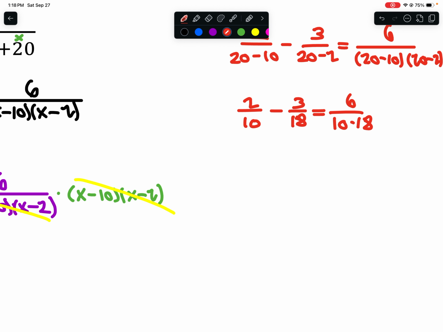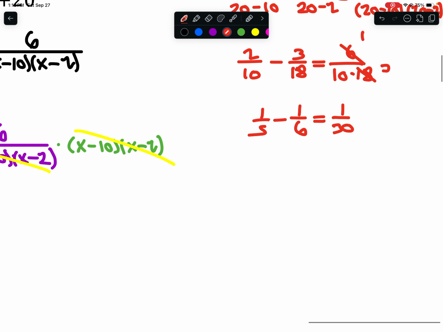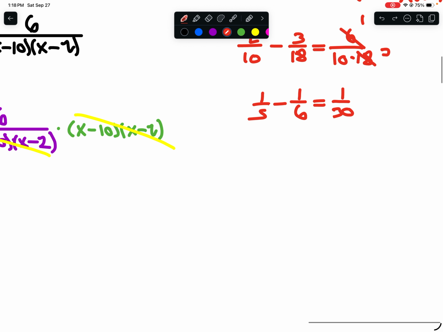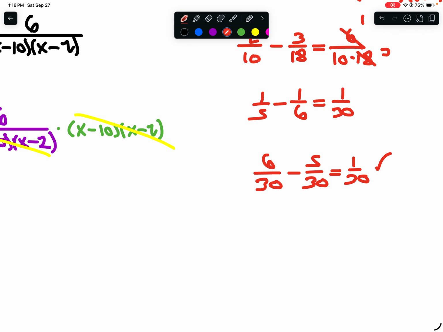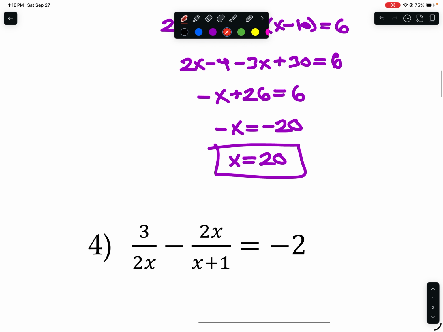So this is going to be the same as 1/5 minus 1/6 is equal to, I'm going to simplify this, 1 over 3, so that's going to be 1 over 30. Okay, now I need to combine these. The least common multiple of 5 and 6 is going to be 30. So I'm going to have 6 over 30 minus 5 over 30, which is equal to 1 over 30, which is true. What that tells me is 20 truly does work.